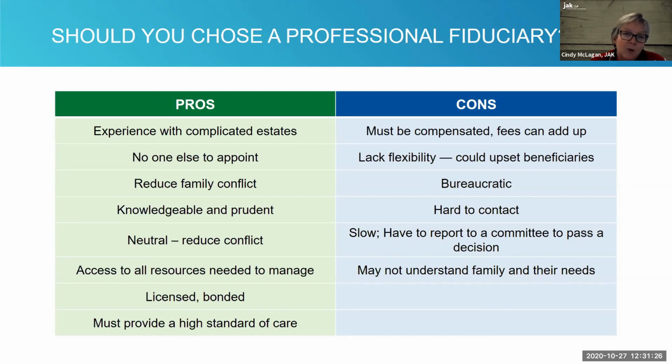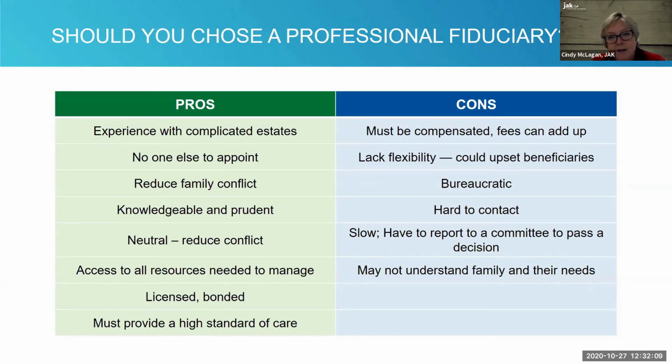It's also useful if you have no one else to appoint. Some people have no children, no spouse, maybe they live alone. If they have no one to appoint, then maybe it's best to have a professional fiduciary do the job. Sometimes they want to leave their estate to charity. And oftentimes when people do that, they will choose a professional fiduciary. A professional would be knowledgeable, they'd be prudent, and they'd be neutral. It's important to know that they're also licensed and bonded, and they are required to provide a high standard of care. But with everything, there's also cons.